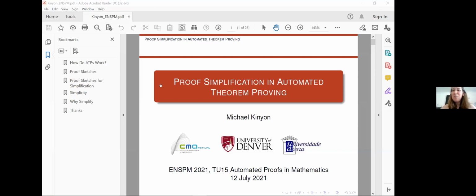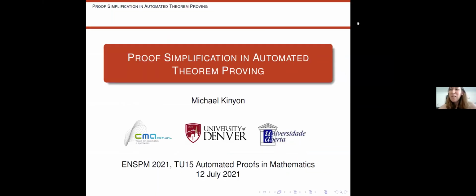Okay, so the next speaker is Michael Kenyon. Michael Kenyon is a leading expert in automated reasoning. He's in Colorado, at the University of Denver. Good morning, Michael, and thank you for being here. I think it's 8 o'clock in the morning. Yes. Michael has strong connections with the computational algebra community here in Lisbon, and we are quite fortunate to count on him to teach automated reasoning in our PhD at Universidade Aberta. Today, Michael brings us strategies for proof simplification in automated theorem proving. The stage is yours, Michael.